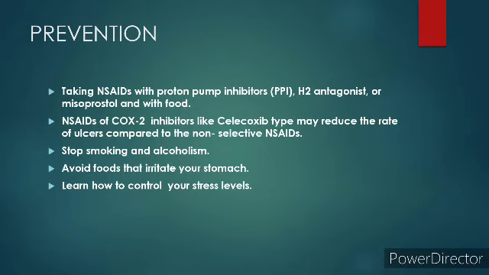Then we should stop smoking. Then alcoholism also should be stopped. Remember we said people who smoke are likely to have increased hydrochloric acid production and less bicarbonate production. Avoid foods that irritate your stomach, that is controlling your diet, then having regular meals too. Lastly, learn how to control your stress levels. Remember we said stress causes peptic ulcer disease.